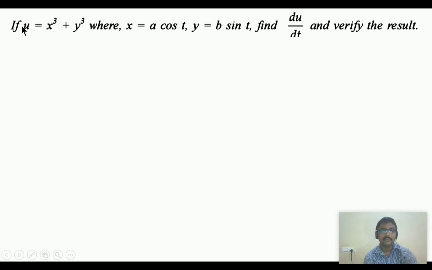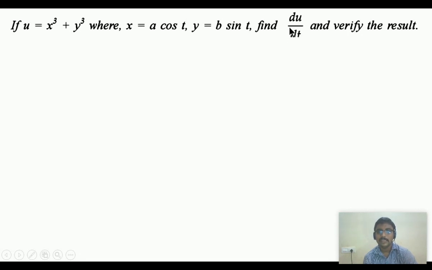Another sum, if u is x cube plus y cube, where x is a cos t and y is b sin t. So u is in terms of x y, but x y's are in terms of t. Ultimately, u is in terms of t, because while substituting x y values in this expression, we will get u in terms of t. Now we have to find out du by dt and verify the result.